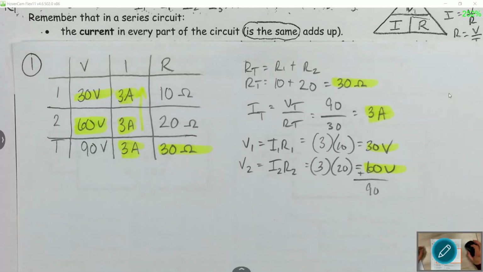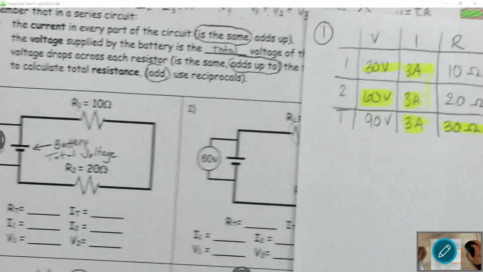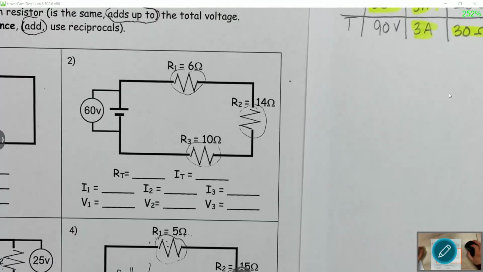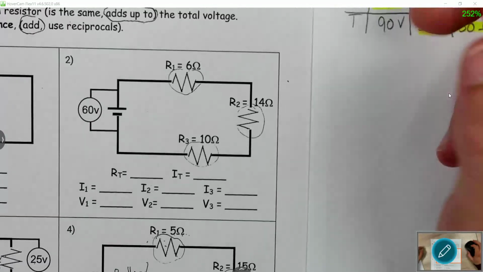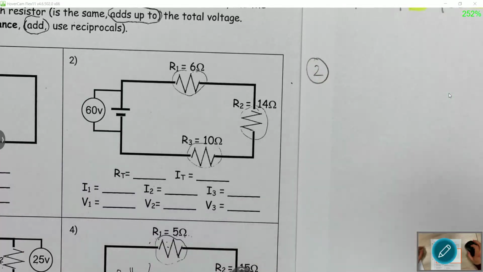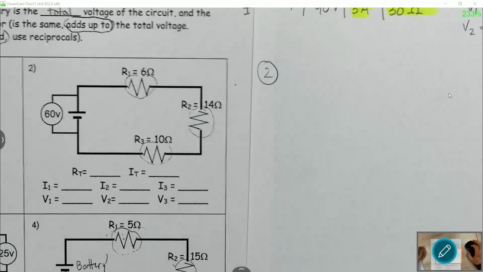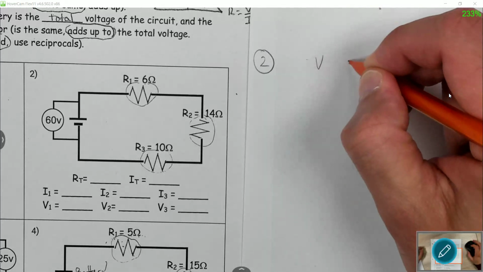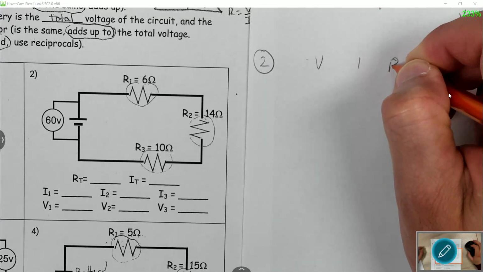All right, so now if we look at the second one, Table 2 is going to be done just like our example problem and the first one. I'll give you guys some time to work on that one. We're going to make a quick VIR table for that one.